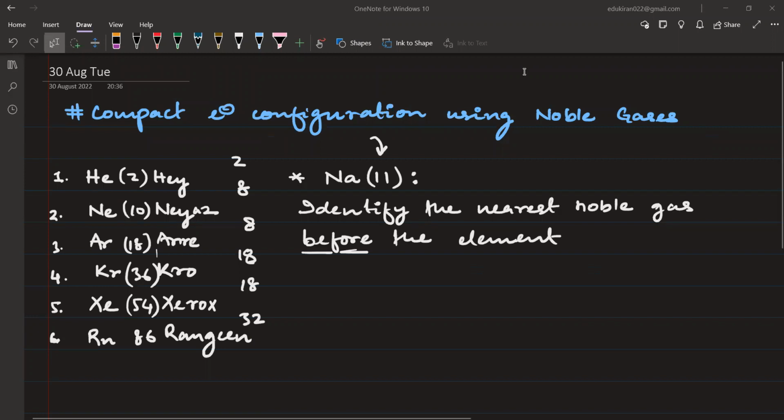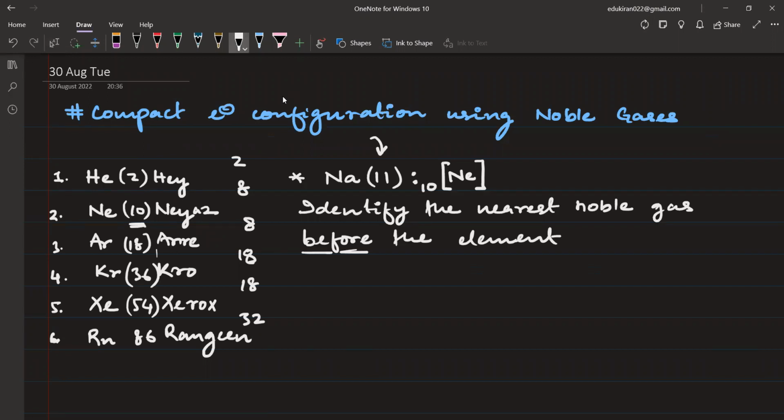The noble gas is neon, right Aisha? Noble gas will be neon. So once you have done, you will write neon. Once you have written neon, see its atomic number. It is 10. That means we have accounted for 10 of the electrons. So 10 of the electrons are already done. We just need to add only one electron.